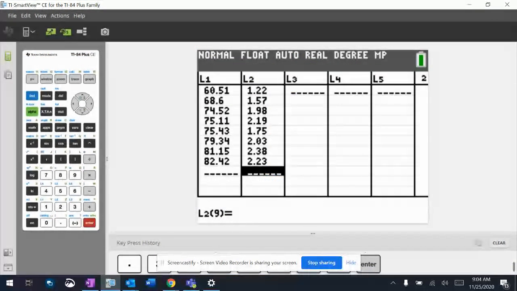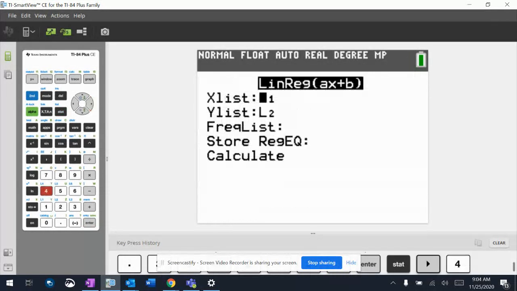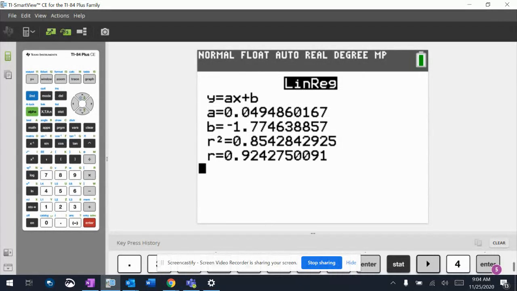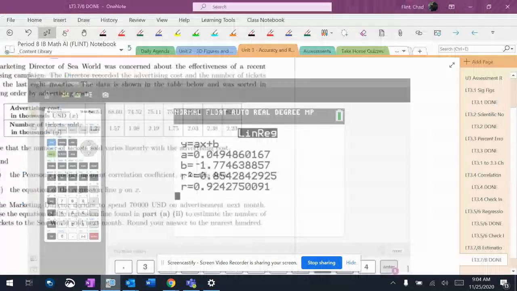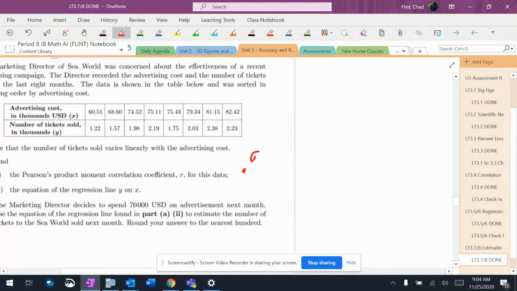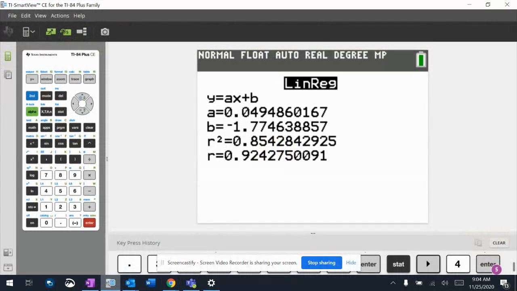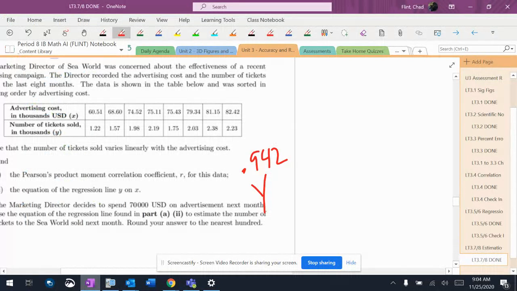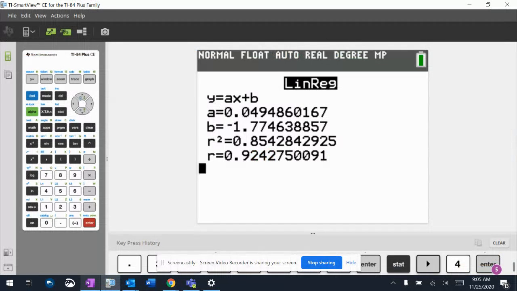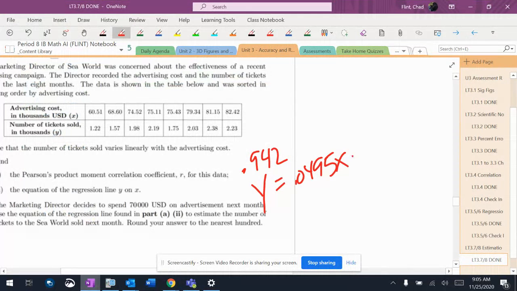So now I'll get my information. So stat, calculate, and then number 4. Okay, so my correlation coefficient is 0.942, so 3 significant figures. And my regression equation is y equals 0.0495x minus 1.77, again, 3 significant figures. All right, so there's my regression equation.